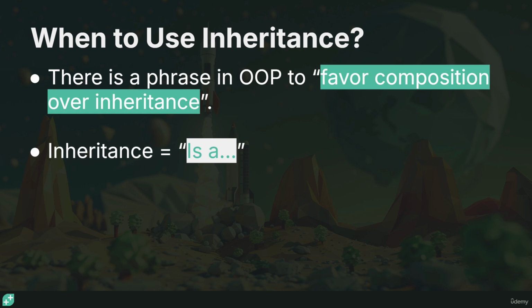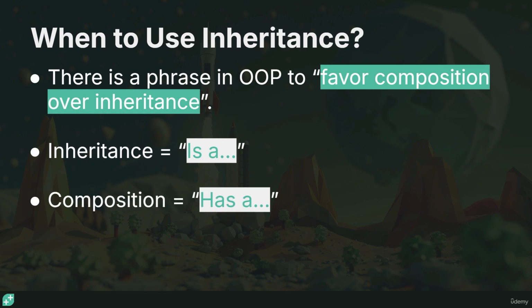Inheritance has an is-a relationship. For example, a dog is an animal. A cat is an animal. You could actually have a dog and a cat class inheriting from a base animal class. However, you wouldn't use inheritance for something like an engine or a wheel inside of a car. You wouldn't say something like a wheel is a car or an engine is a car, but a car has an engine and a car has a wheel. Those are the types of times when you would favor composition over inheritance.